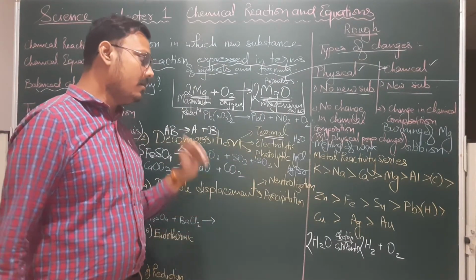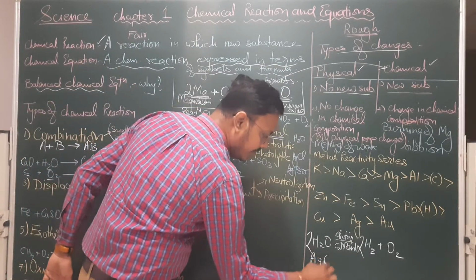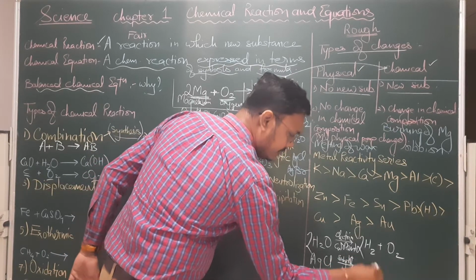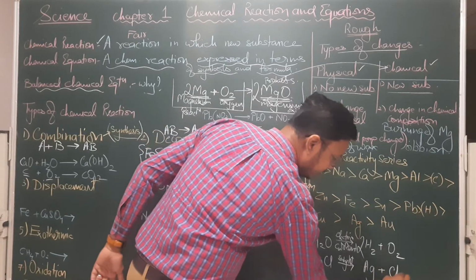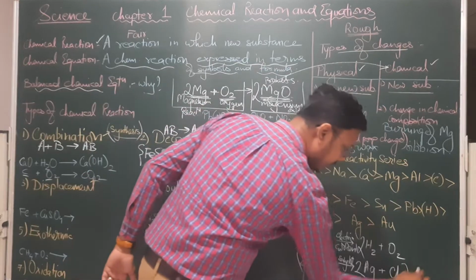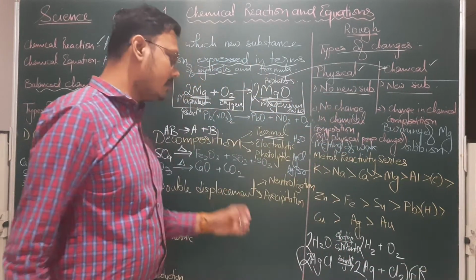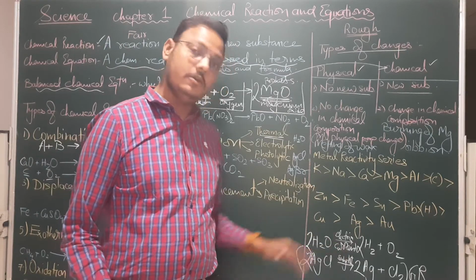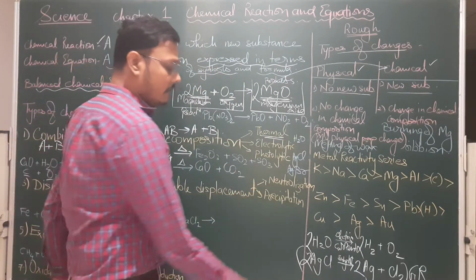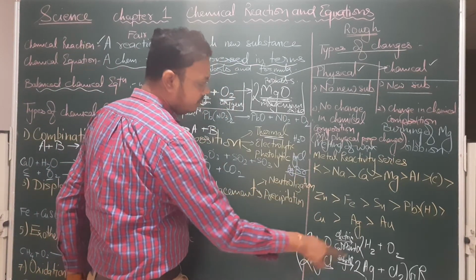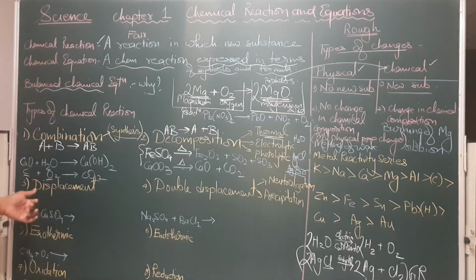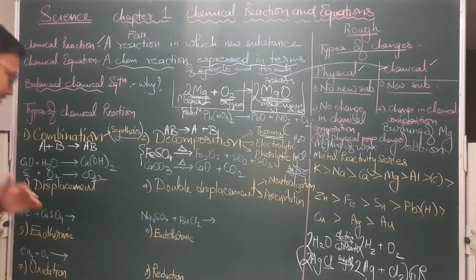Photolytic decomposition. Chemicals like silver chloride, in the sunlight, will break into Ag plus Cl2. To balance this, we have to put 2 here and 2 here. And one nice give-reason we can have from this topic: why is silver chloride kept in a dark bottle? Because on exposure to sunlight, it will decompose. Here, instead of chlorine, we can also have bromine, and a similar sort of reaction, silver and bromine molecule will be formed. Now coming to the next topic, which is called displacement reaction.